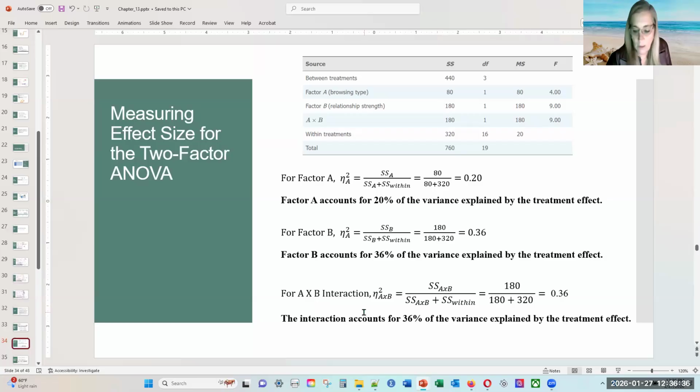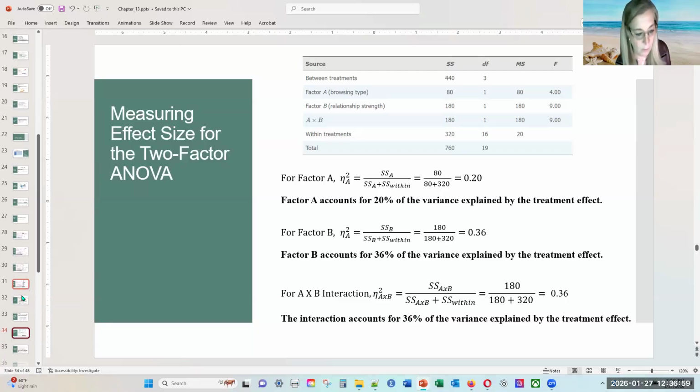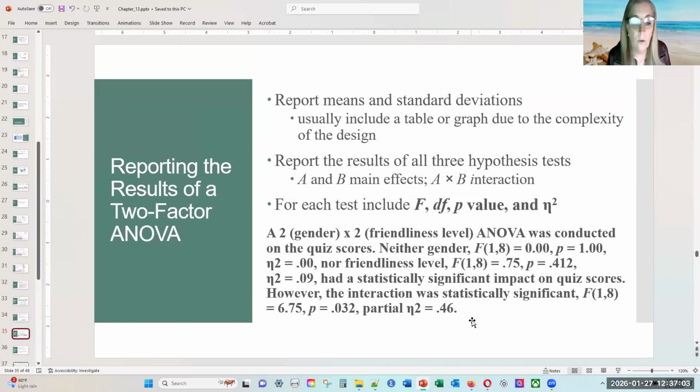So for each of these, the way you would state it in a sentence, or what it really means, is that factor A accounts for 20% of the variance explained by the treatment effect. Factor B explains 36% of the variance, and the interaction accounts for 36% of the variance in the treatment effect.